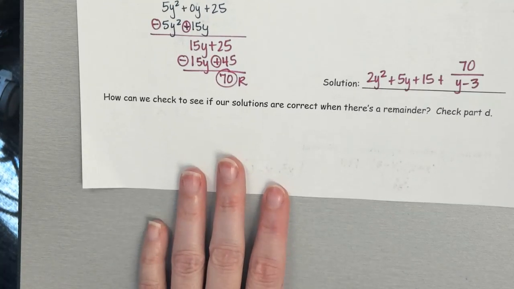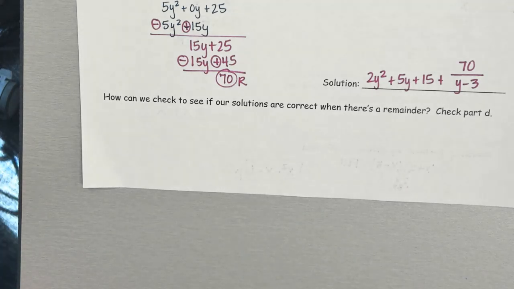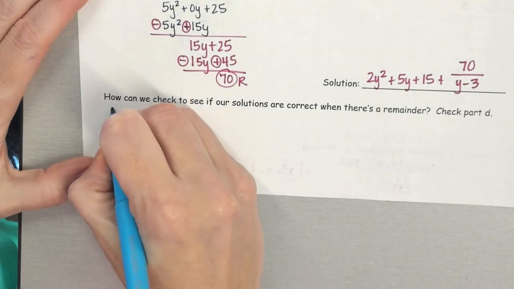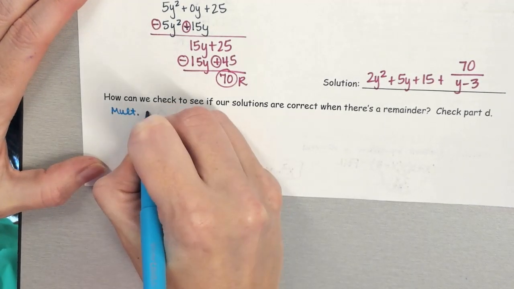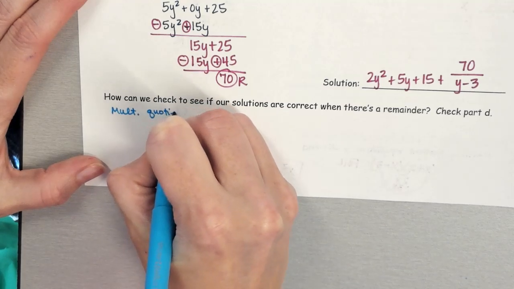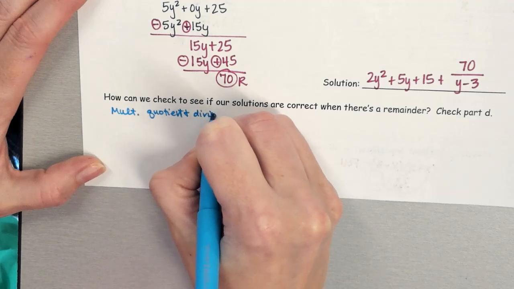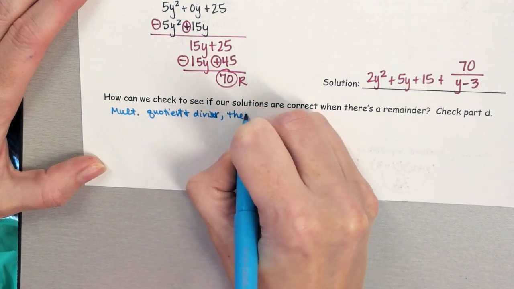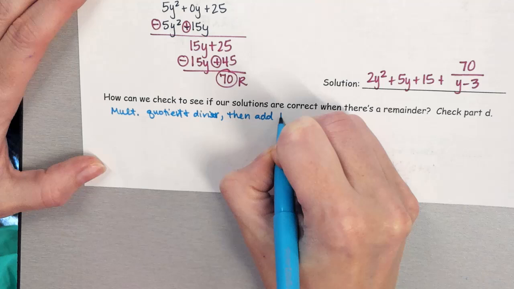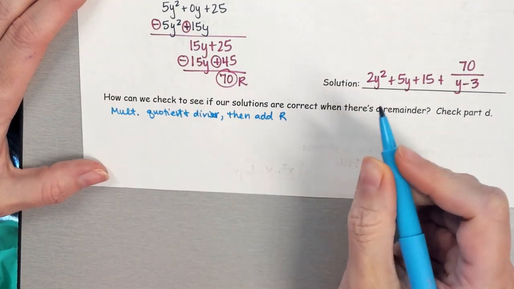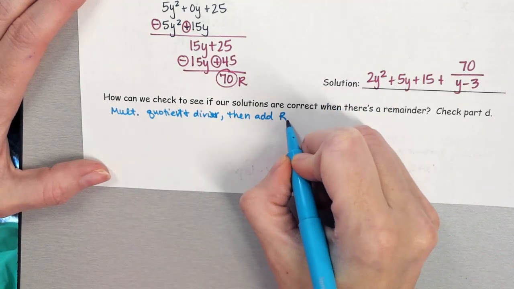Right, now we can still check our solutions even if there's a remainder. It's going to be very similar to what we had before. You're still going to multiply the quotient and the divisor. Then you're going to add the remainder. I'm just going to put r. Is that okay? Add remainder.